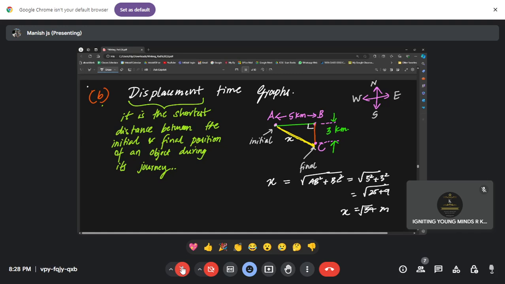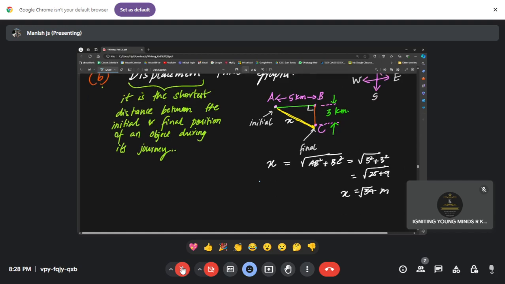What I gave is just a simple question. You can have other versions of this as well. This is all about displacement. Okay. Now same thing, if I ask, what is the distance traveled by Rahul? What would be your answer?